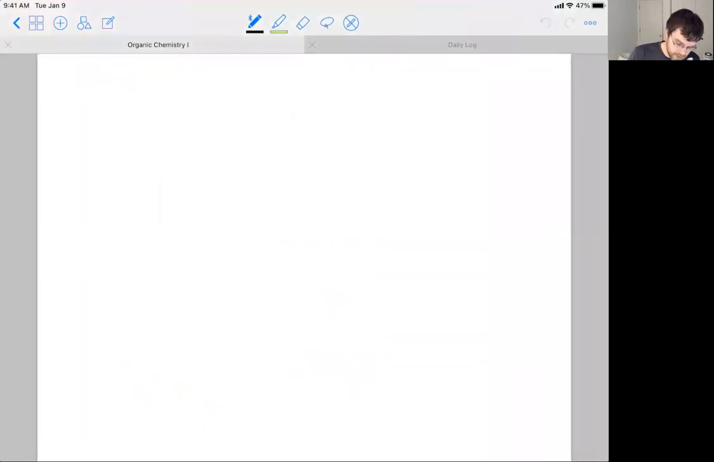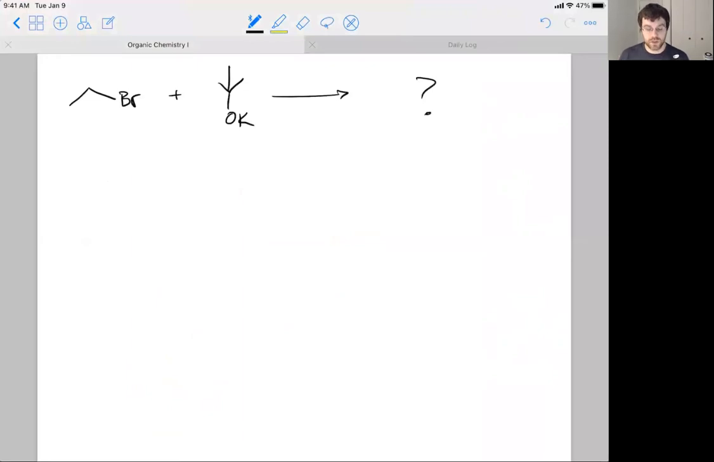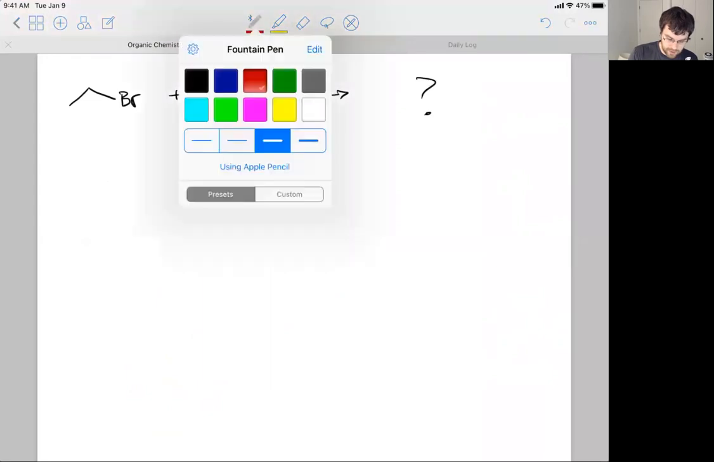So what I'm going to do is take this molecule and react it with this molecule, and I want to predict the products. So if you saw this reaction, the first thing I would want you to recognize is that we have a potassium here. We can cross that out and replace it with a negative charge.